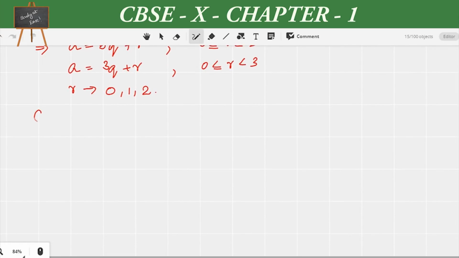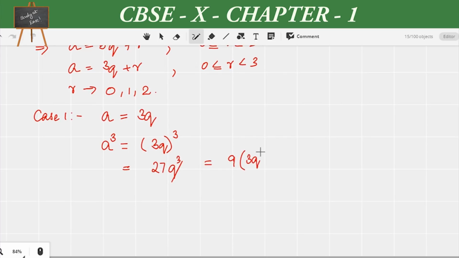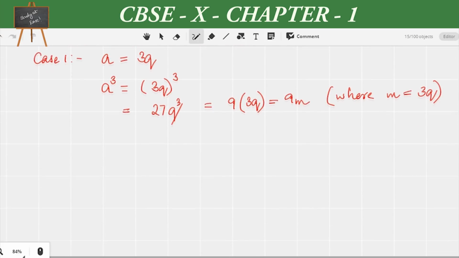The next part of this question, we are going to consider 3 cases. Case 1, when r is equal to 0. Then a is equal to 3q. So a cube, what is it? a cube is equal to 3q the whole cube, which is equal to 27q cube. Now 27q cube, you can write it as 9 times 3q cube, which is equal to 9m. That means this 3q cube, I'm replacing it with a term m, where m is any integer.